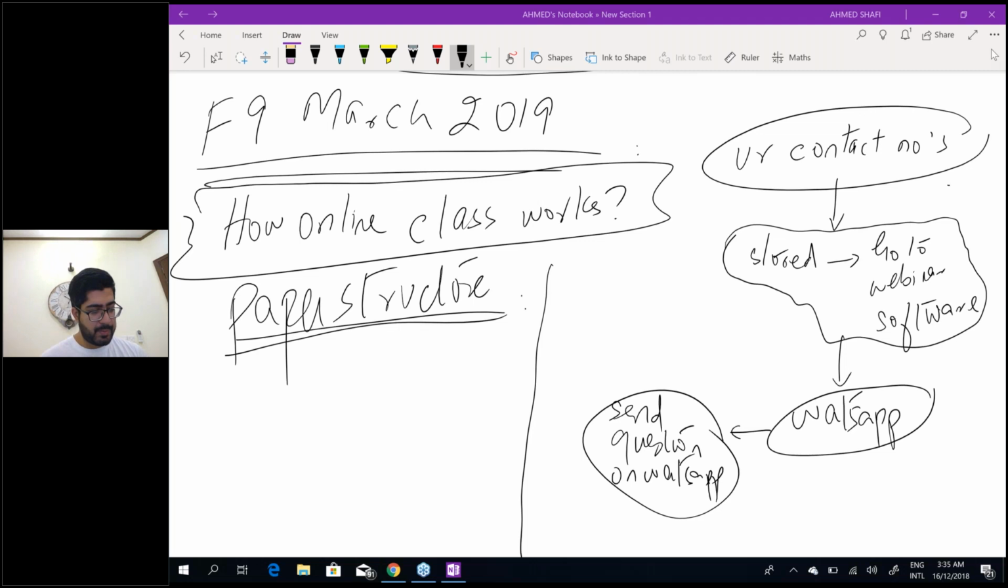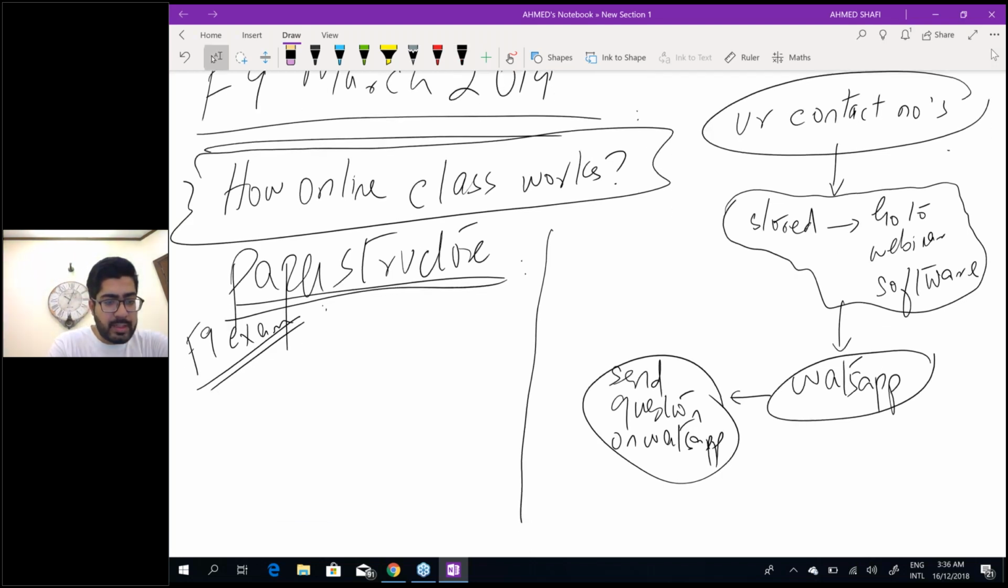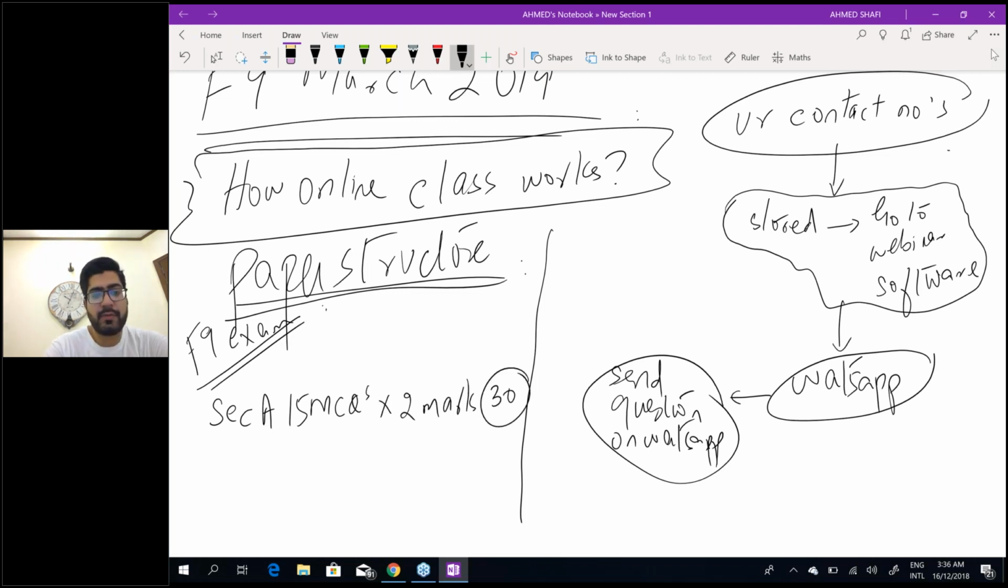Okay, as far as the paper structure is concerned, the F9 exam which you will face, like many fundamental series papers, has three sections. The first section is section A, which has 15 MCQs worth 2 marks each. So this section is of 30 marks. Section B will have 3 MTQs worth 10 marks each. MTQ stands for multi-task question. This is also of 30 marks.